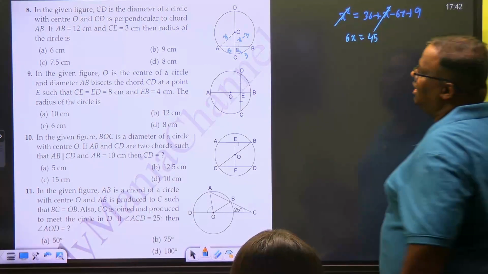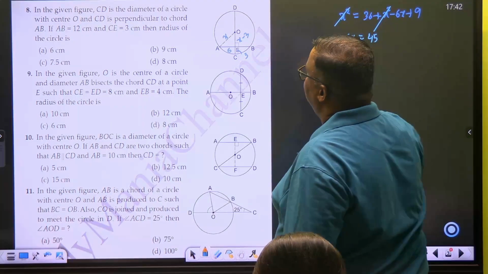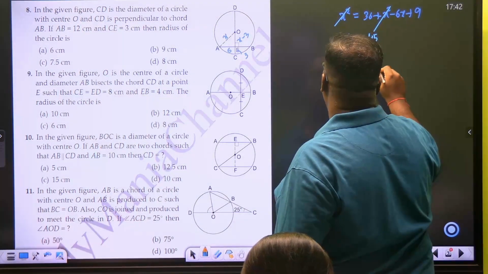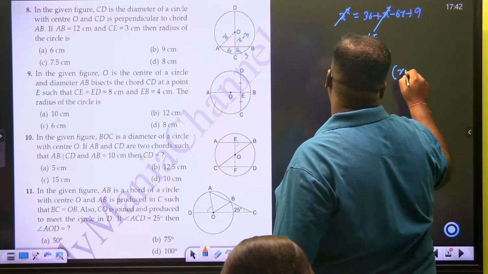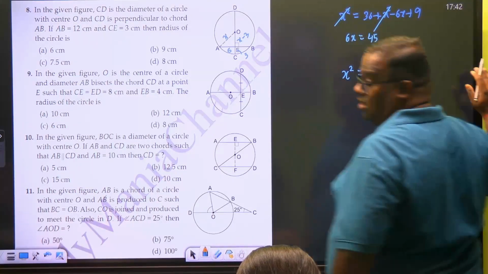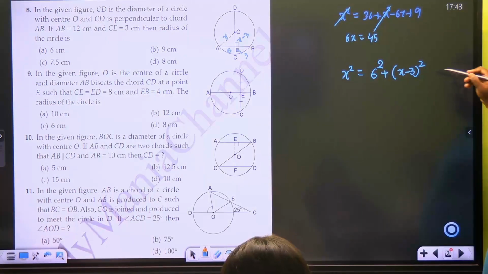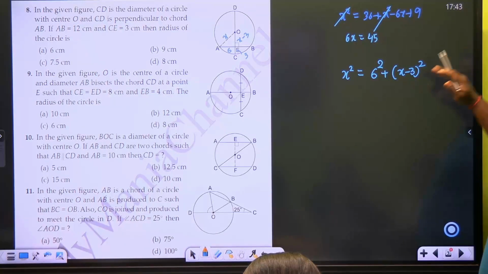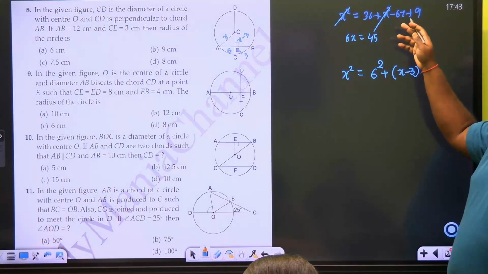And if you still think that you have not understood, then hypotenuse square is equal to base square plus altitude square. Common people see it like this. Legends see it like this. So that's what I wrote. 36 plus x square minus 6x plus 9.